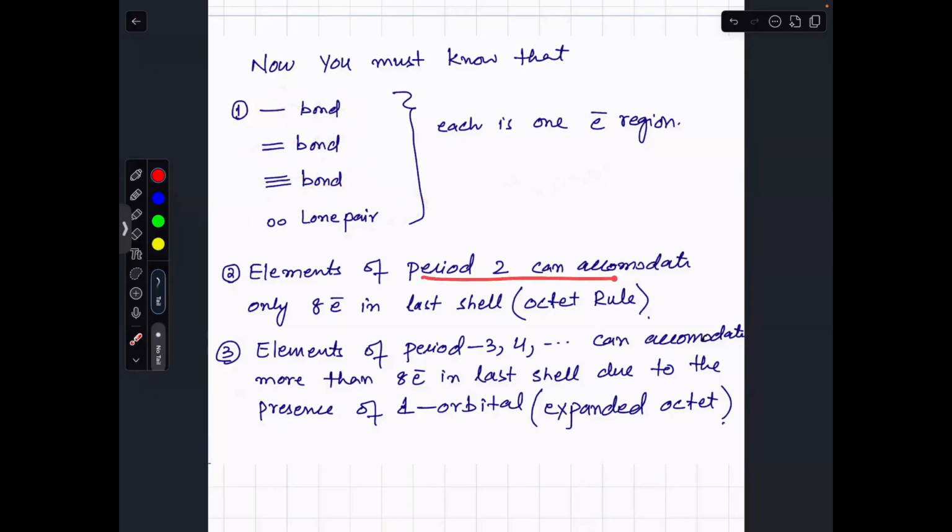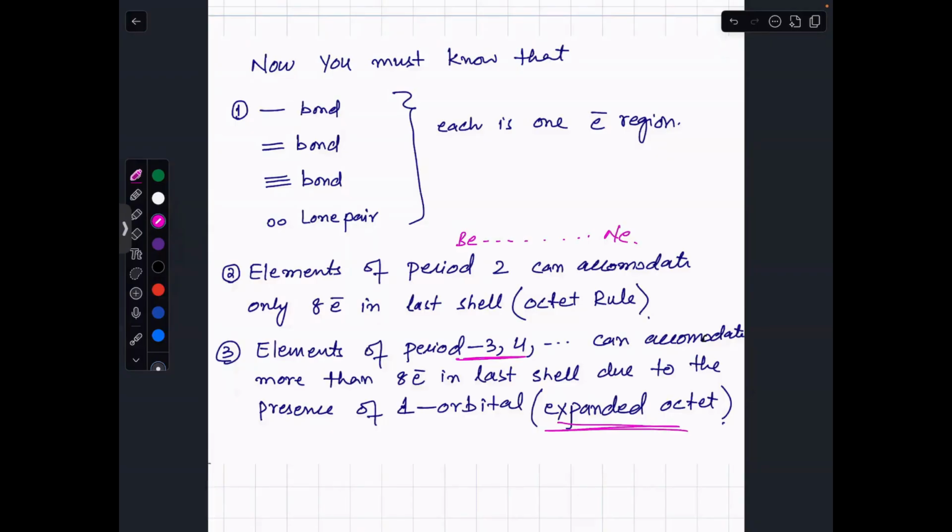And next, elements of period 2 can accommodate 8 electrons. The elements of period 2, beryllium till neon, their capacity is 8. They follow the octet rule. But period 3 and 4 don't follow the octet rule. They have an expanded octet. Their last shell has a capacity of more than 8.